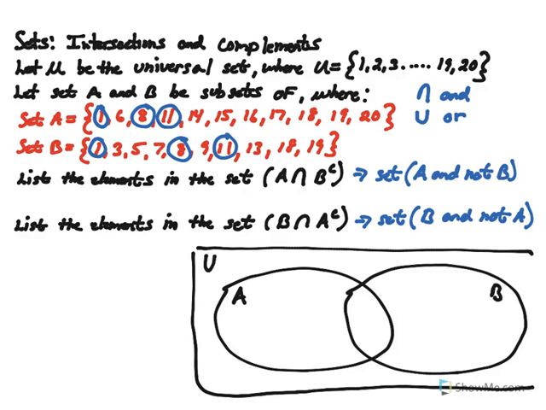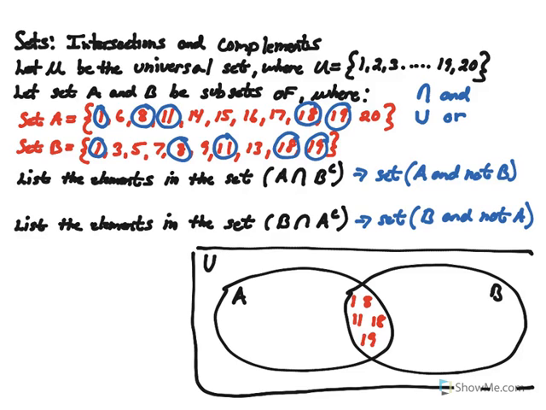12, 13, 14, 15. How about 18? And how about 19? So all the numbers that I circled exist in both sets. Clearly see that, right? So that means that all the numbers that exist in both sets should be listed here. You have 1, and you have 8, and you have 11, and you have 18, and 19.